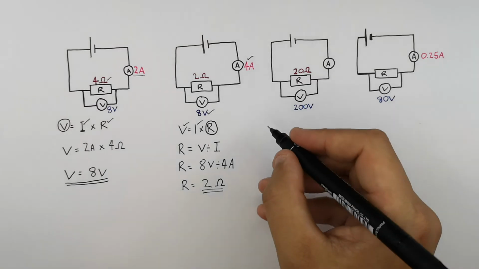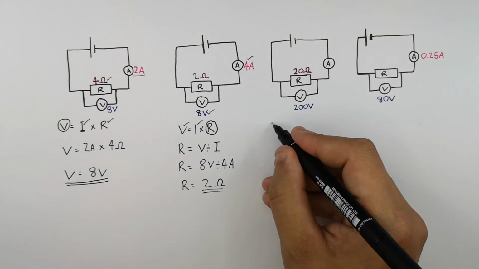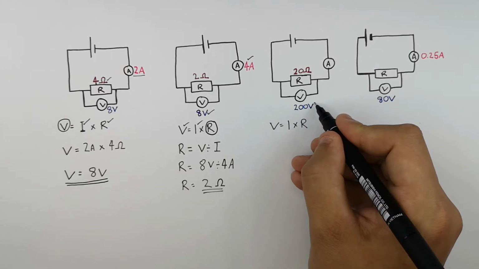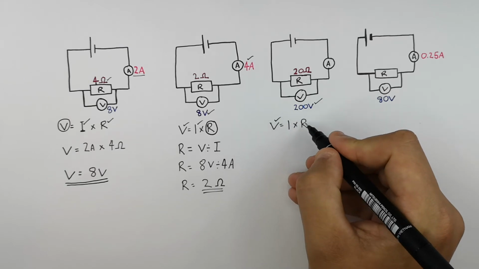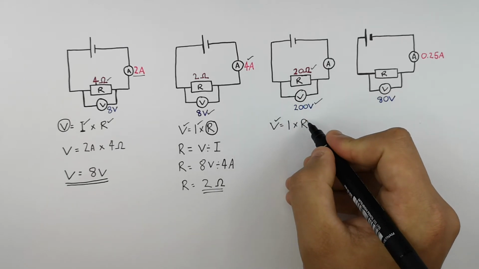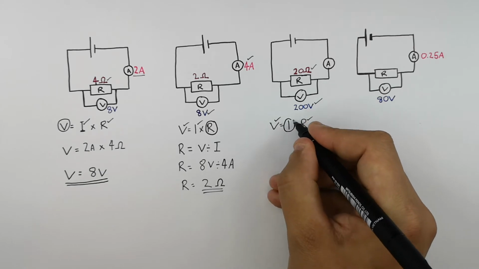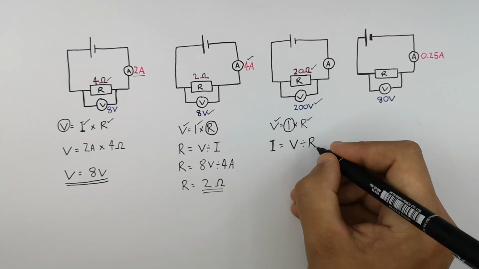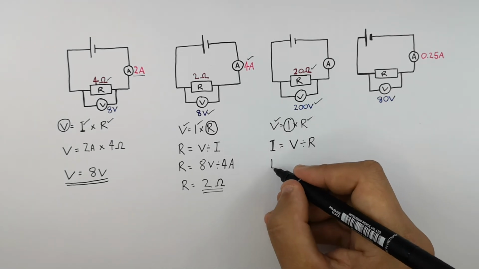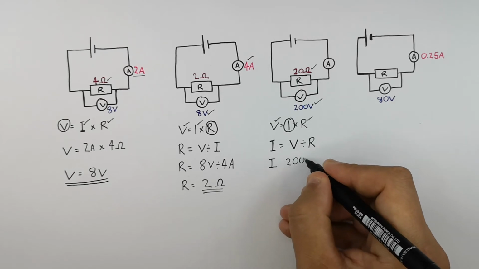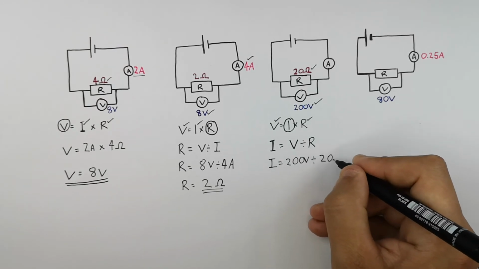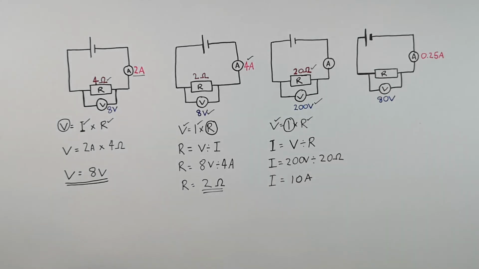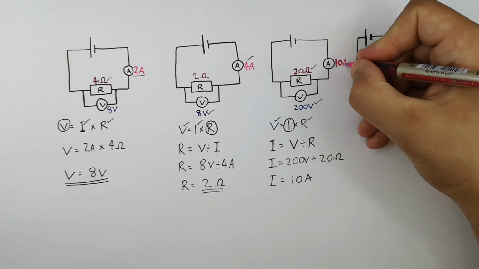In this example, we're trying to calculate the current in the circuit. So you recall the equation V equals I times R. You've got 200 volts, which is the potential difference across the resistor. You've got the resistance of the resistor, which is 20 ohms. So that means we're trying to work out I, the current. So you need to rearrange for I equals V divided by R. So now you can substitute in the numbers. I, the current, equals 200 volts divided by 20 ohms, R. So I equals 10 amps. So the current in this circuit is 10 amps.